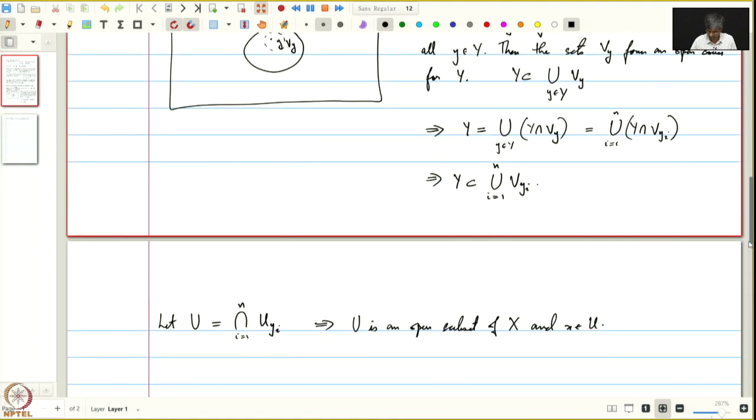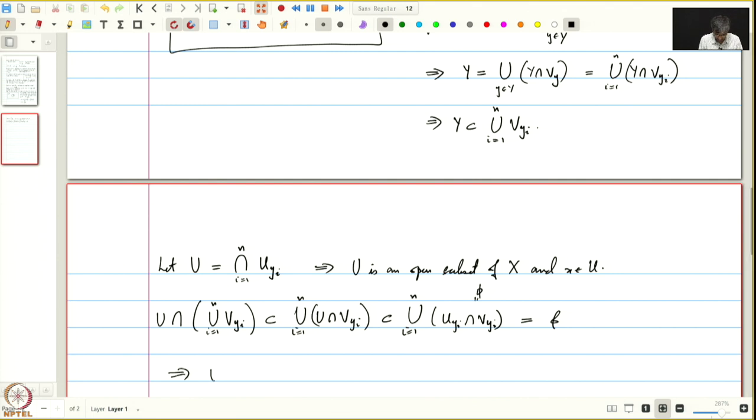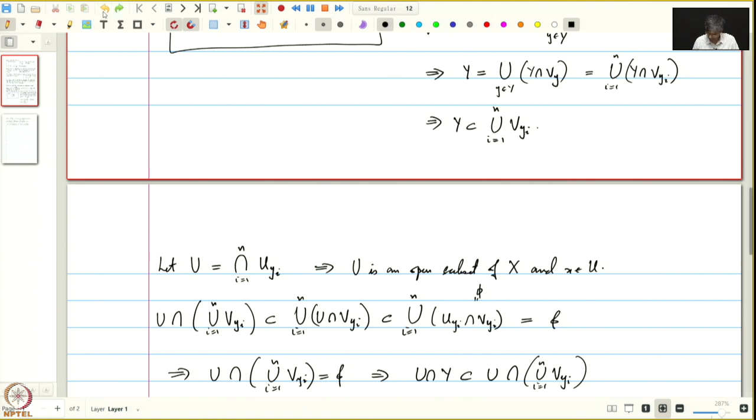Okay. So let's look at U intersected with the union, i equal to 1 to n, of V_{y_i}. This is contained in the union, i equal to 1 to n, of U intersected V_{y_i}, which is contained in the union, i equal to 1 to n, of U_{y_i} intersected V_{y_i}. But each of these is empty, so this is equal to empty. So this implies that U intersected this union is empty. This implies that U intersected Y, which is contained in U intersected this union of V_{y_i}, as we saw that Y is contained in this union, is equal to empty.